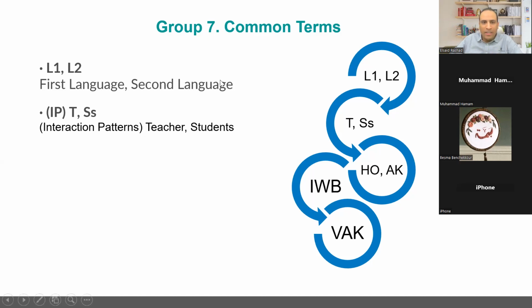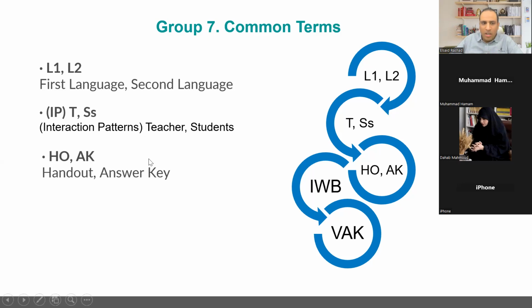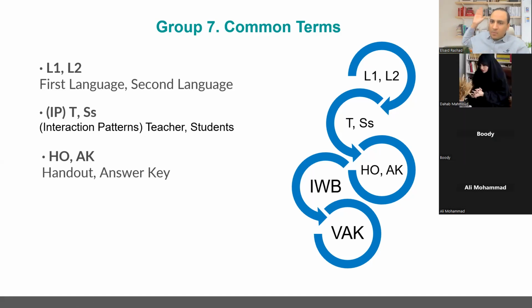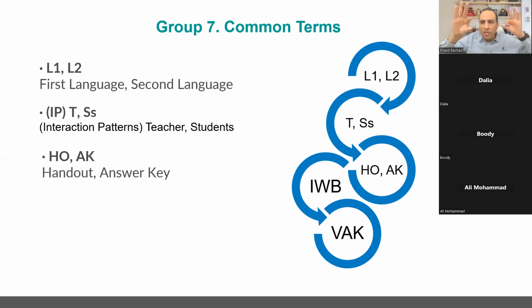How about HO and AK? Handouts. Any worksheet you give to the students is called HO, handout. Answer key. After they do the task, you can use different ways to give feedback. One way is to give them the answer key, the paper with the questions and the answers. Another way is to display the answer on the board, using the projector. A third way is to nominate students to read and answer the question.